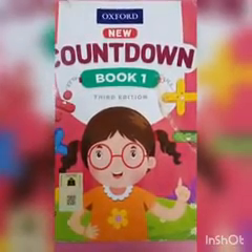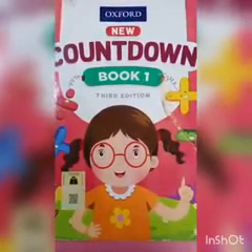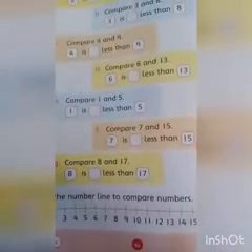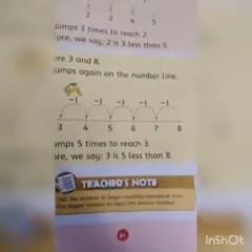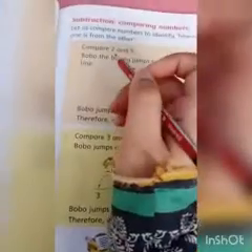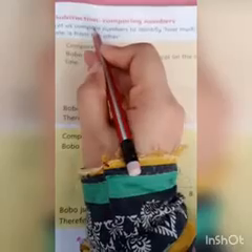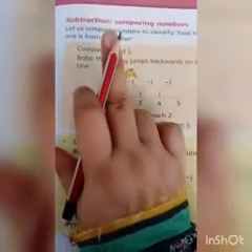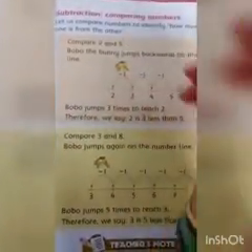Today we are going to do our next two pages, page number 81 plus page number 82. At page 81, here we have subtraction. Students, do you remember what is subtraction? Let me remind you: the process of taking one number or amount away from another number or amount.